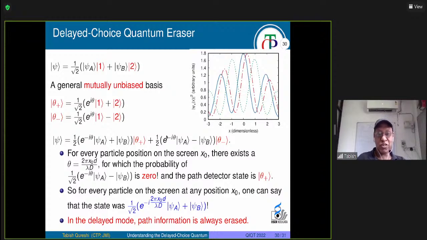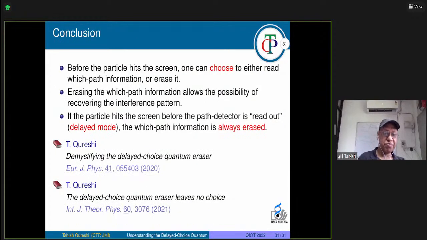So this shows that for a particle landing anywhere on the screen, the path information is always erased, and you don't have a choice whether you want to look at the which way information or erase it. As shown in the delayed mode, when the particle lands first on the screen, the which way information is already gone.